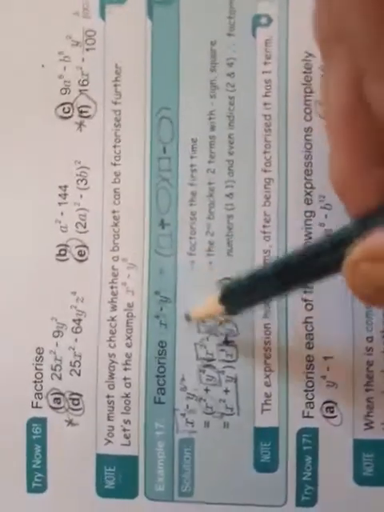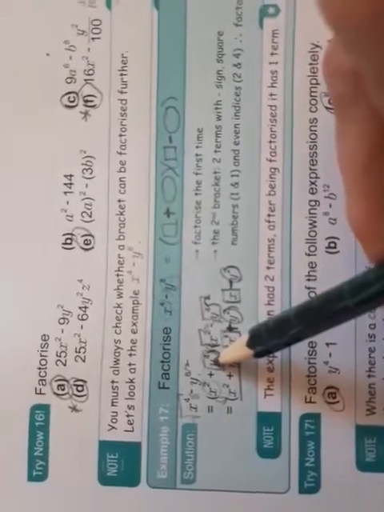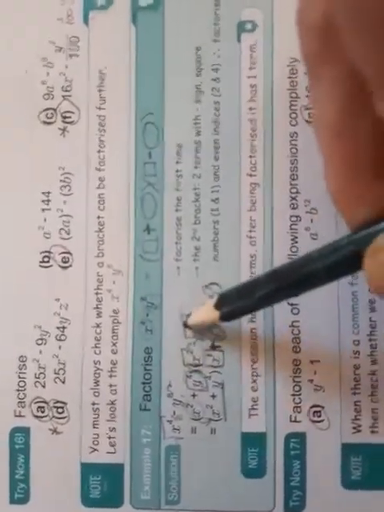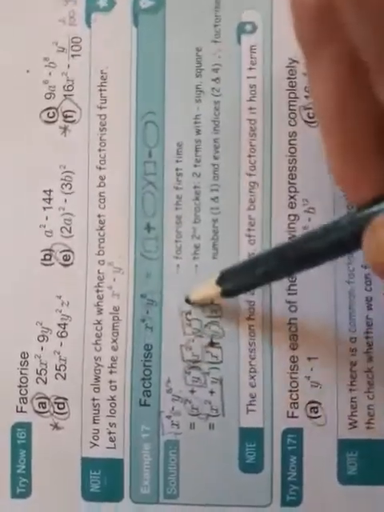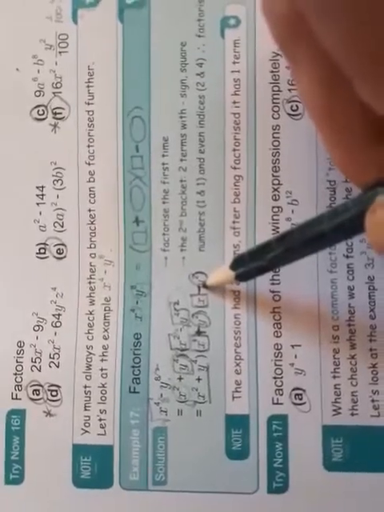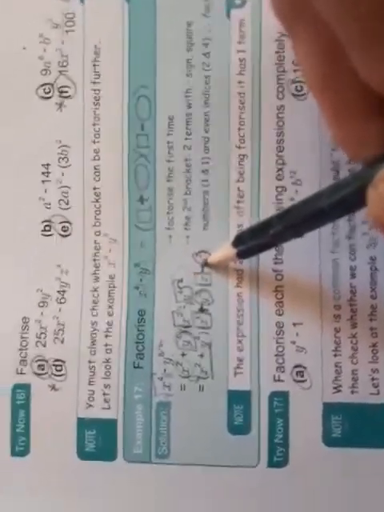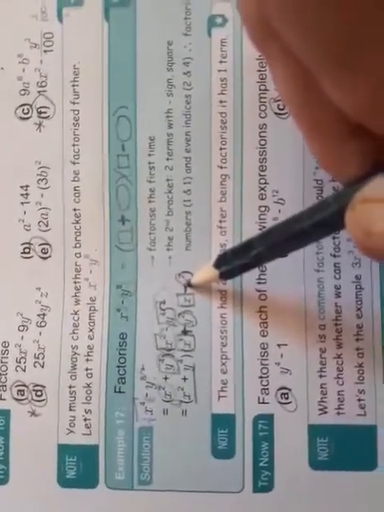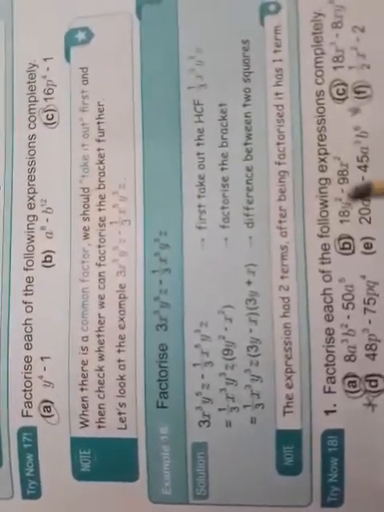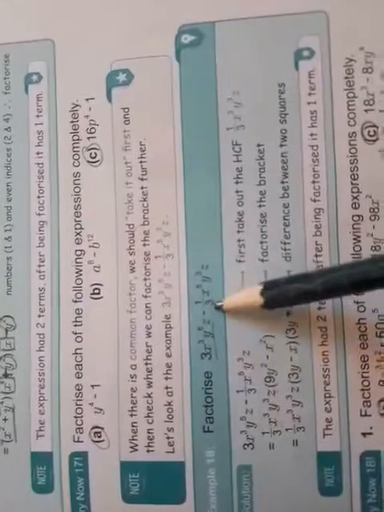So all that happens here, really, people, is once you have factorized the first difference between the squares, there is just another one. So you do then the second one as well. That's why you have an end product of 3 different brackets. Remember, again, people, you can check your answers by multiplying it out. Now, if you go and look at example 18, this is also just a combination, people. If you look at this, you've got 2 terms.